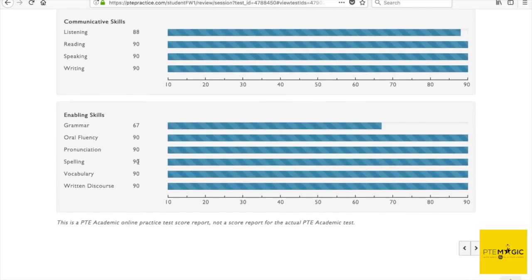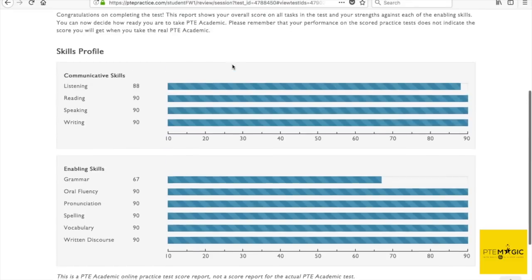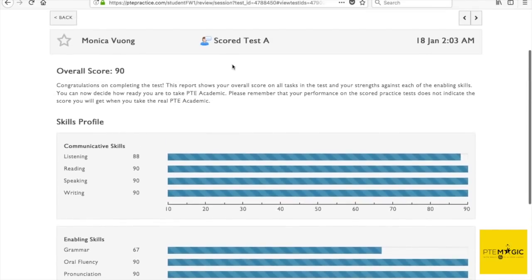It's normally the keywords that you use when you describe image or retell lecture. But if you notice, I've actually missed a few of repeat sentence as well as short answer questions. However, in order to get a perfect score, you won't need to be perfect. You just need to focus on read aloud firstly, and then describe image and retell lecture. Do these three sections well and you will ace the test easily.